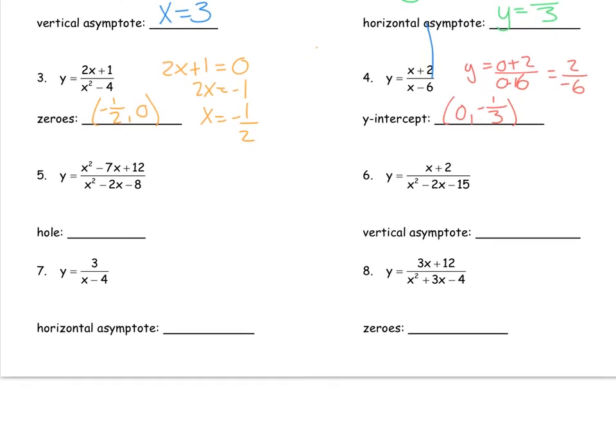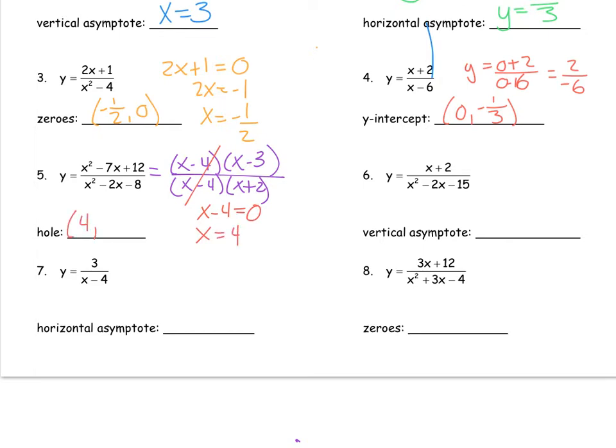Number 5 is asking us to find holes. So this is one where we're going to have to factor first. The top is going to factor x minus 4, x minus 3, and the bottom is going to factor x minus 4, x plus 2. So the factor that's going to be eliminated is the x minus 4. When we set that equal to 0, we get x equals 4. So the hole is going to happen at 4 comma something.